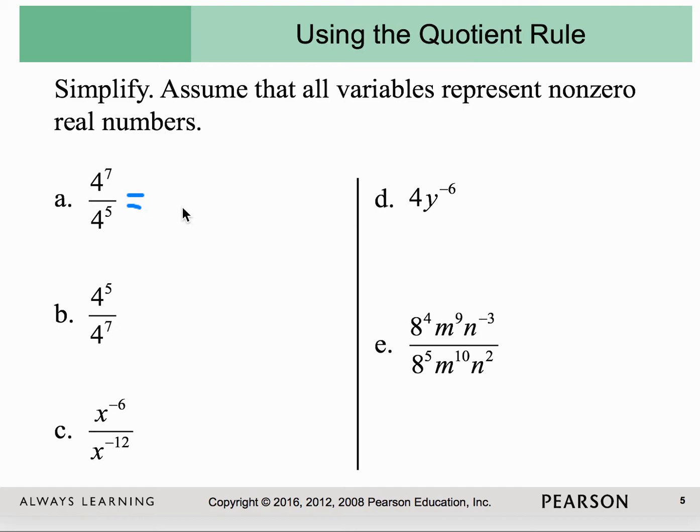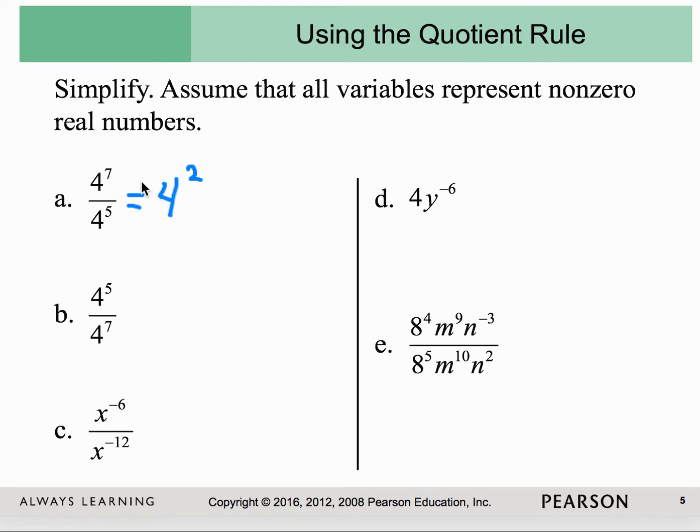So instead, we want to recognize, hey, they've got the same base. I can use my exponent properties to make this simpler. If there's 7 4s on the top and 5 4s on the bottom, 5 of those are going to divide out and just leave 2 4s on the top.